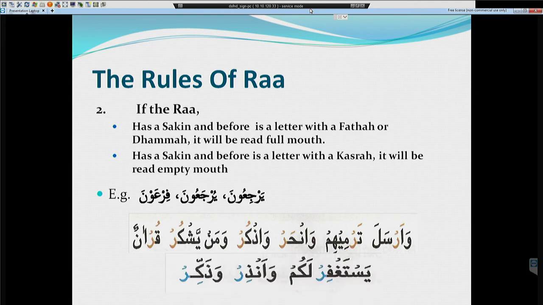So first one, wa arsala. Now we go over here. Qur'anun. Now this is a kasra before it, and the ra has a sakin. Yastaghfir lakum. We can't say fir, it's fir. Yastaghfir lakum. Wa dhakkir.